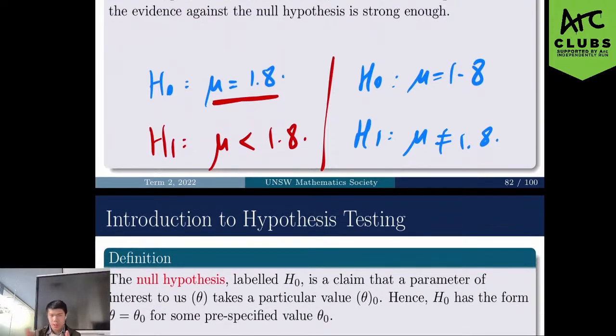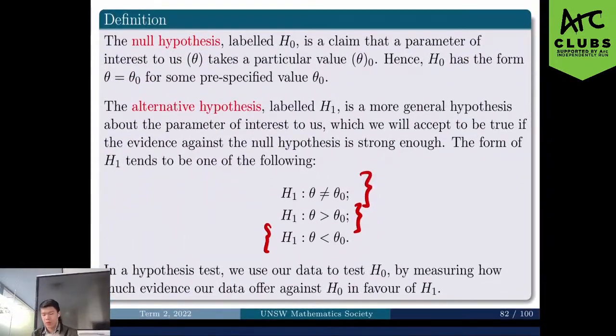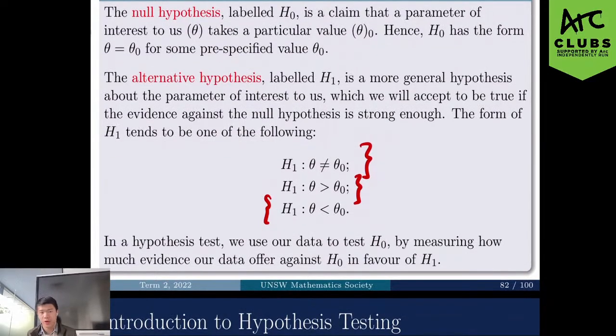And this rather subtly changes the way we do our test, but not by too much, okay? And basically in a hypothesis test, we use our data to test how likely H0 is, right? By measuring how much evidence our data offers against H0 in favor of H1.